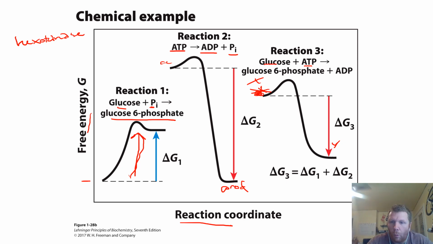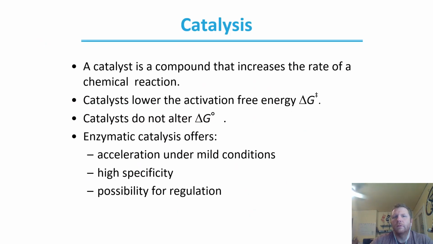If we compare reaction 1, which was unfavorable because we go from low to high, reaction 2, high to low, well, reaction 3 is the combination of those different things. Okay, catalysis. A catalyst is a compound that increases the rate of a chemical reaction. Catalysts lower the activation energy, or lower the activation free energy, delta G double dagger. Catalysts do not alter the delta G naught.